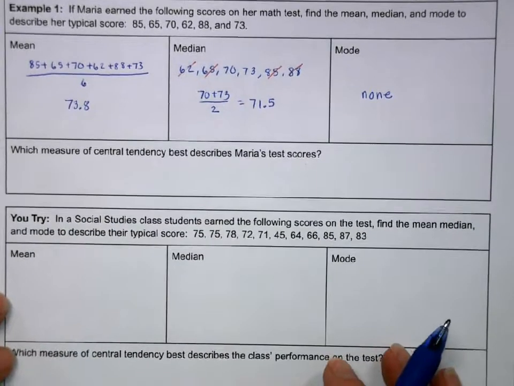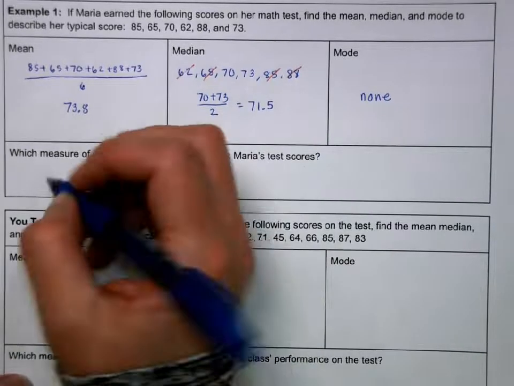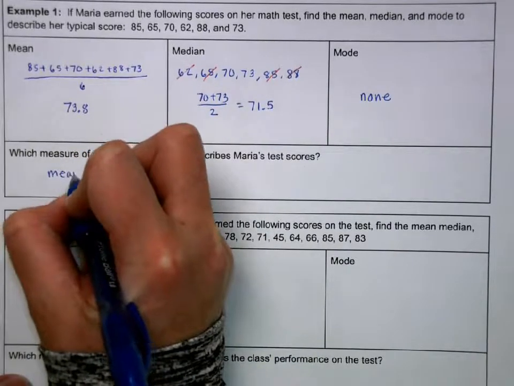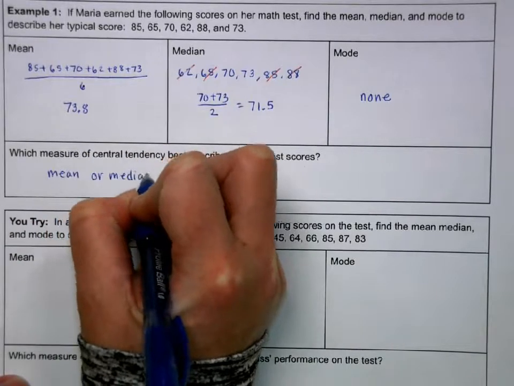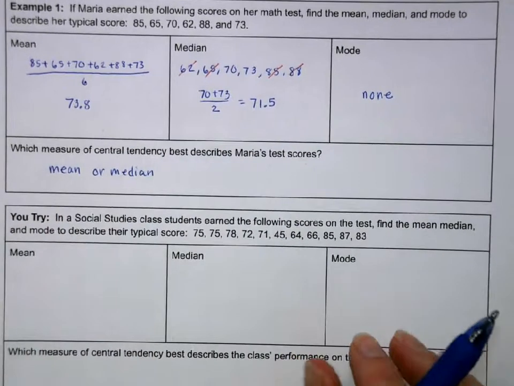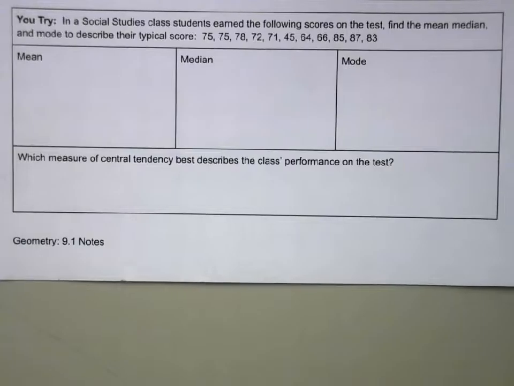Okay, so which measure of central tendency is best? Really, either the mean or the median would work in this case. There's an argument for both. Later on in this unit, we'll have a better way of deciding which of these is a better descriptor of the central tendency. All right, time to pause and try this one.